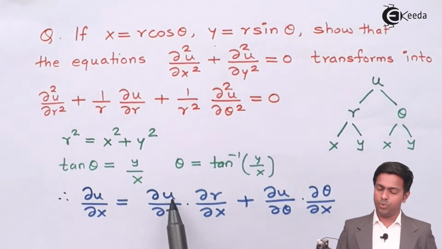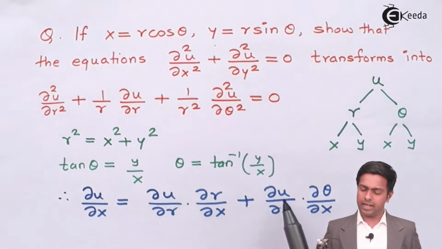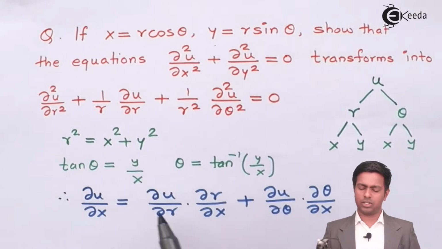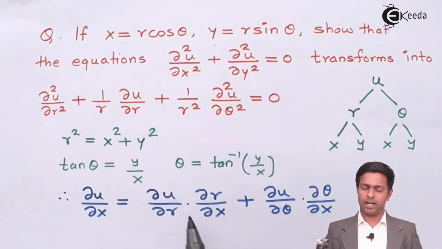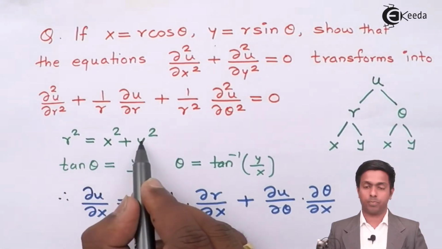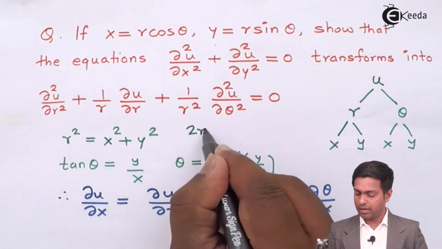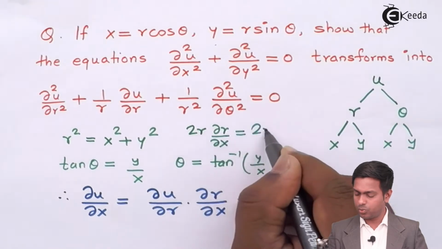Now u is not defined, so del u by del r and del u by del theta are not possible to find, but we can find del r by del x because r is given in terms of x. Now if I want del r by del x, then I have to differentiate this term with respect to x partially. So if I differentiate this with respect to x partially, here we'll get 2r del r by del x equal to 2x.